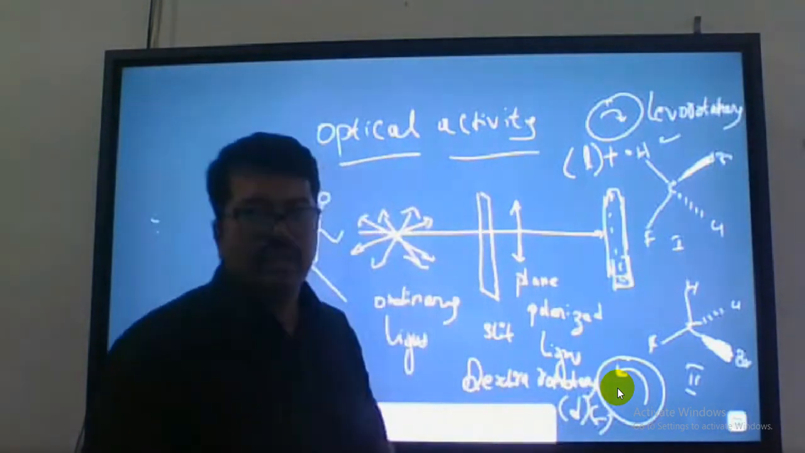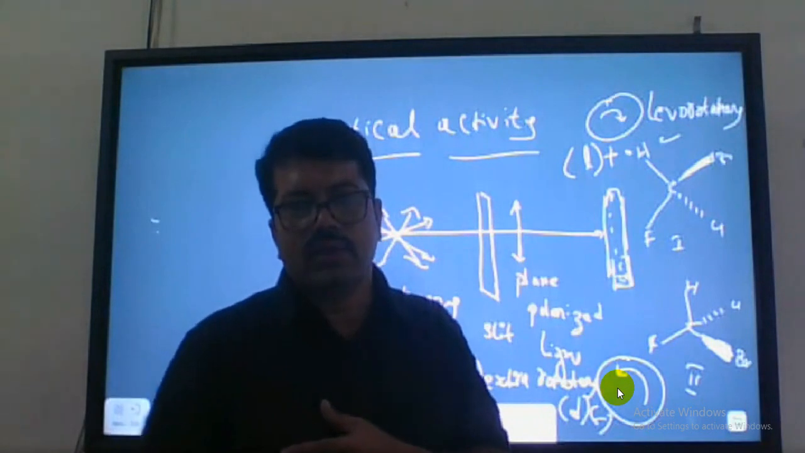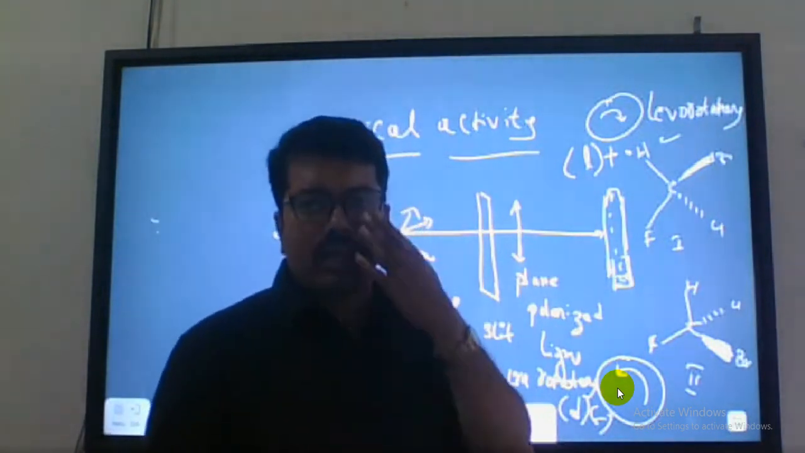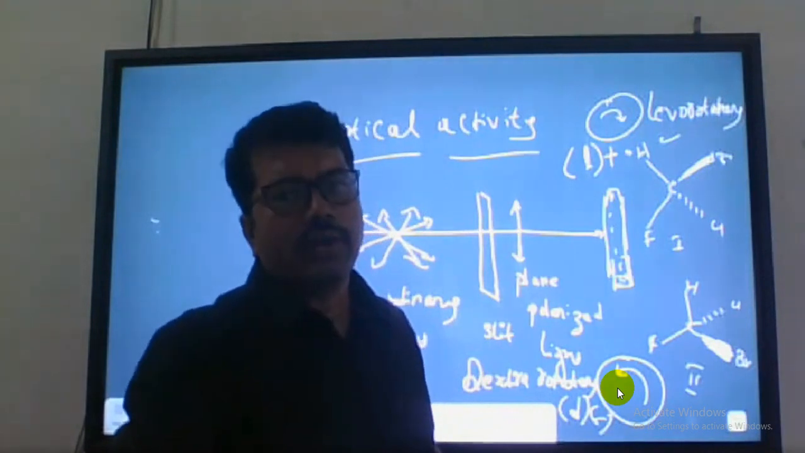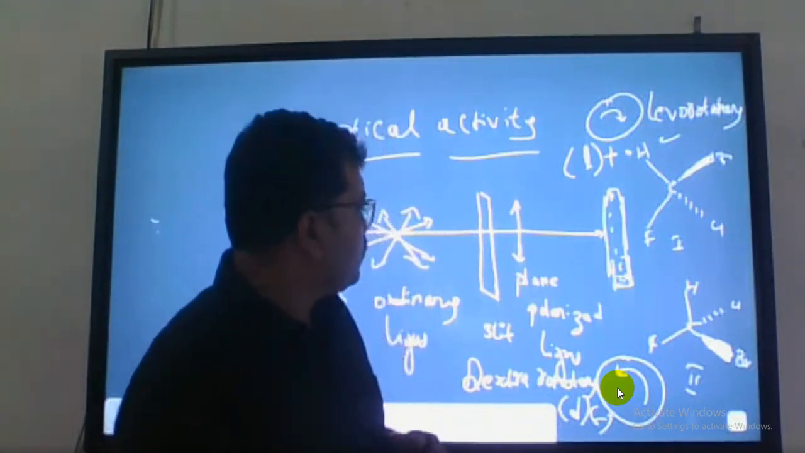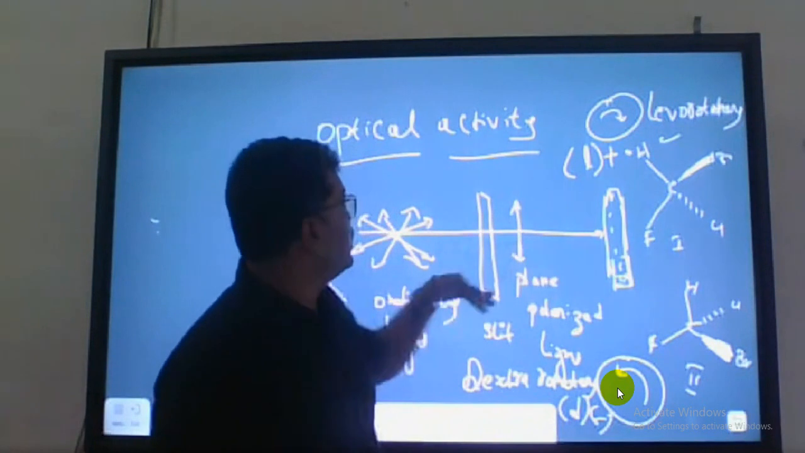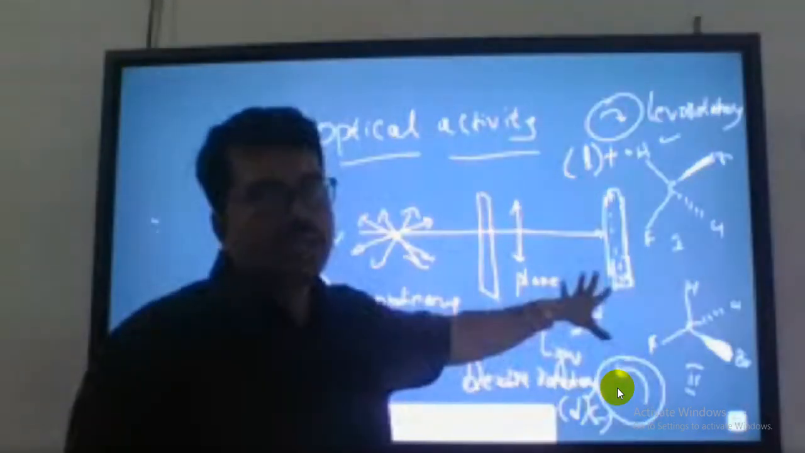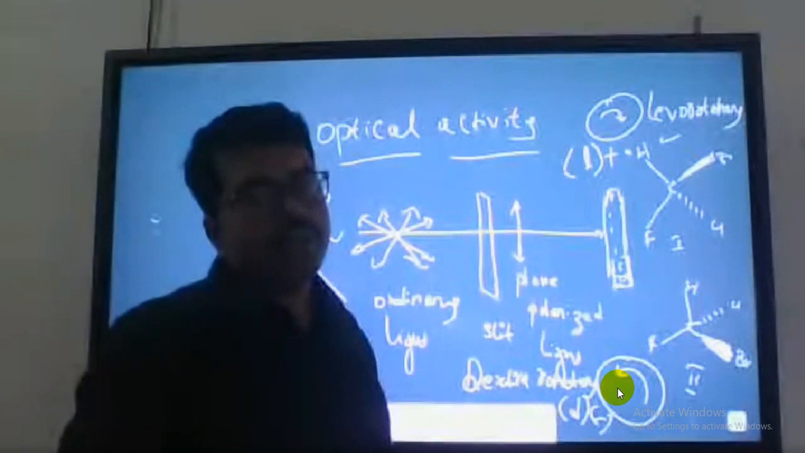So dextrorotatory is clockwise, levorotatory is anticlockwise. So there is dextrorotatory and levorotatory. When 4 marks are asked, you have to write this much. If 4 marks are asked, you have to write this.